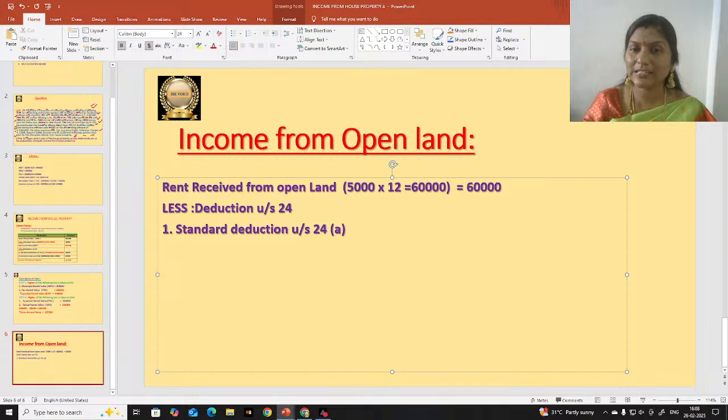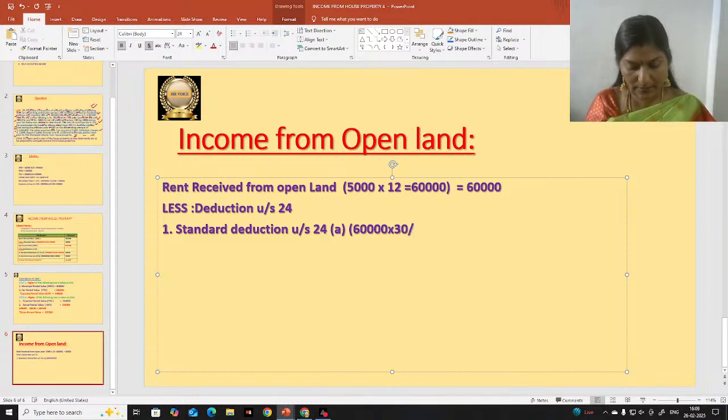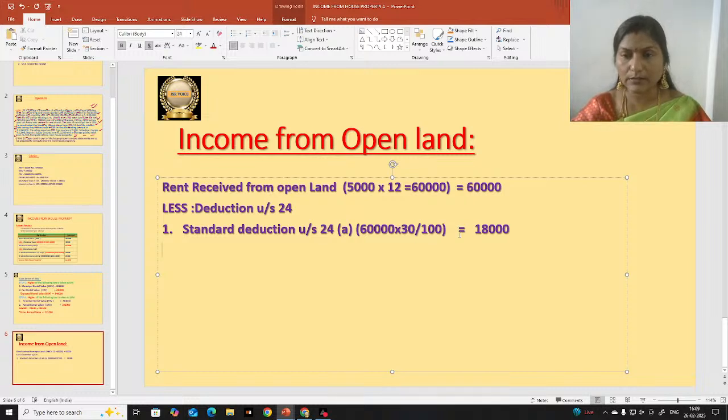Okay, so here we don't have GAV, NAV, all that. So whatever rent he is receiving, 30% should be calculated on that. So how much rent is he receiving? 60,000. So on that we are going to calculate 30%. So let us calculate that. 60,000 into 30 divided by 100. Okay, so how much will we get? We will get 18,000. Let us record 18,000.